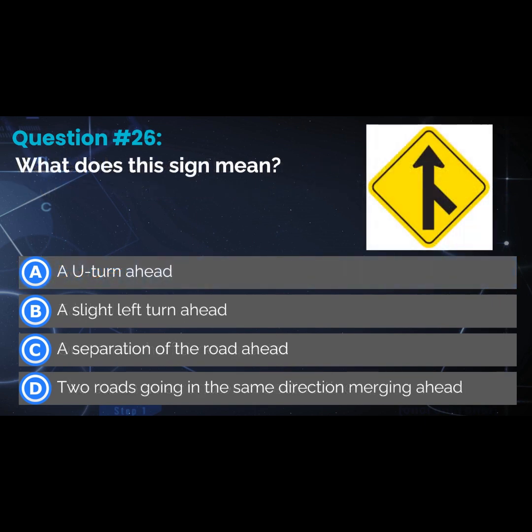Question 26. What does this sign mean? A. A U-turn ahead, B. A slight left turn ahead, C. A separation of the road ahead, D. Two roads going in the same direction merging ahead.